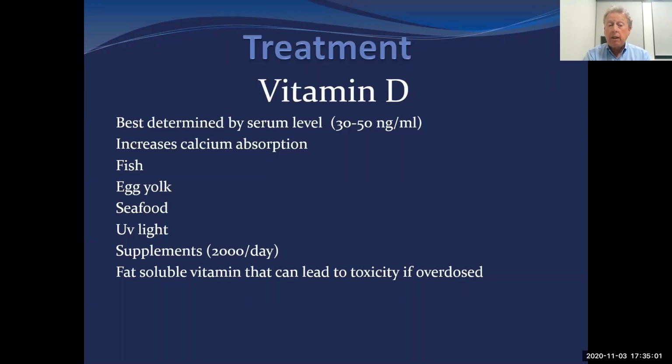What kinds of things are high in natural vitamin D? Fish, egg yolks, seafood. As we said, ultraviolet light is critical, but you may have an argument with the dermatology people. Supplements are the standard way of receiving vitamin D. Milk is often fortified with vitamin D, but most people take supplements. There's a lot of debate about how much you should take a day.